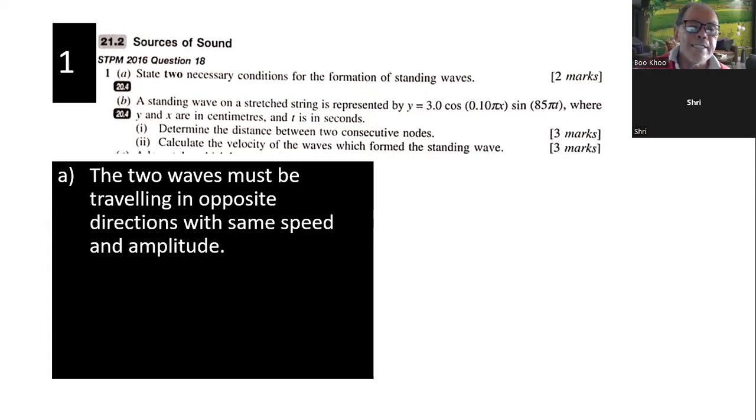Okay, a standing wave on a stretched string is represented by the equation, where y and x are in centimeters and t in seconds. Determine the distance between two successive nodes. How do I do that?